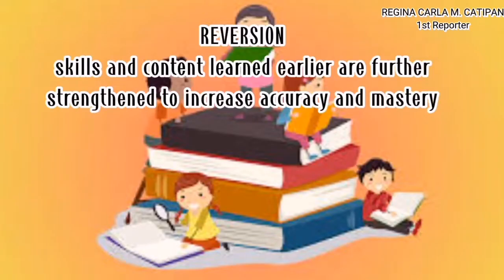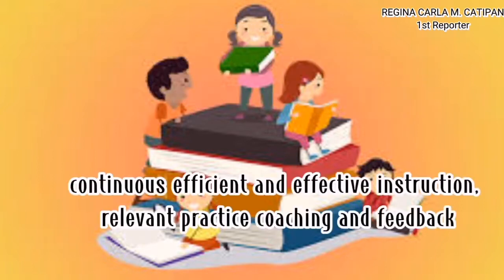The next substage is the reversion, wherein skills and content learned earlier are further strengthened to increase accuracy and mastery. Correct practice, drill, review, and similar strategies are used with immediate feedback and reinforcement. With continuous, efficient, and effective instruction, relevant practice, coaching, and feedback, the student is gradually helped to perform the skills with at least 85% accuracy during the knowing stage.